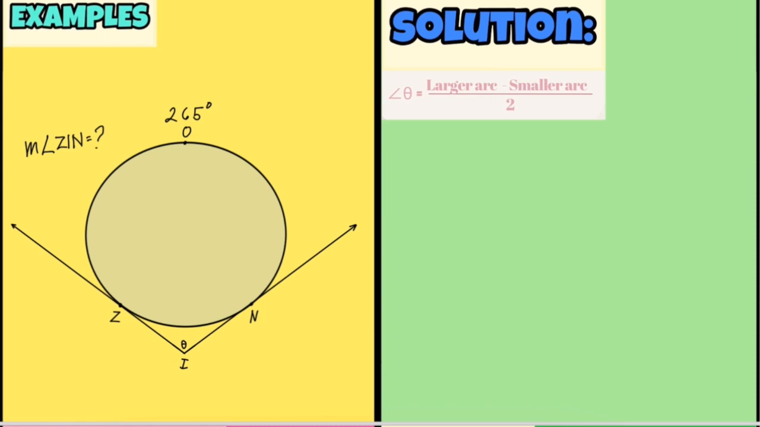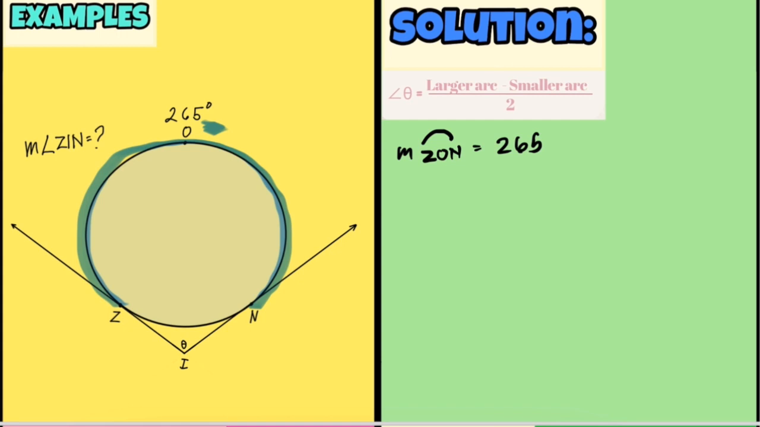As you can notice here, we're looking for the measurement of our reference angle, ZIN, but we don't have the measurement for ZN also. But just to clarify with the example, we have arc ZON that is equal to 265 degrees. So how will you find the missing one? Again, based on the image, we have the measurement of arc ZON equal to 265. So how do you find ZN, the smaller arc?